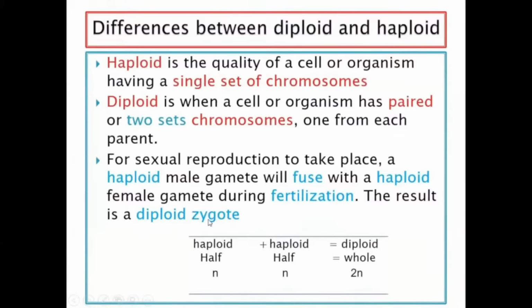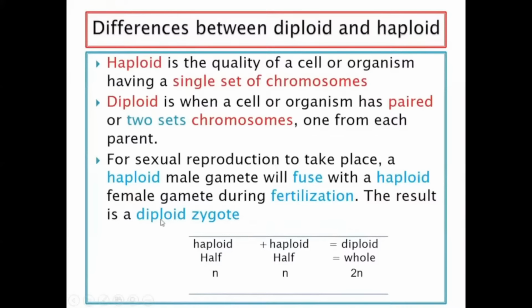So it means that when the sperm fuses with the ovum, you form what you call a zygote. But this zygote has a diploid number of chromosomes. It means half from the father, half from the mother.